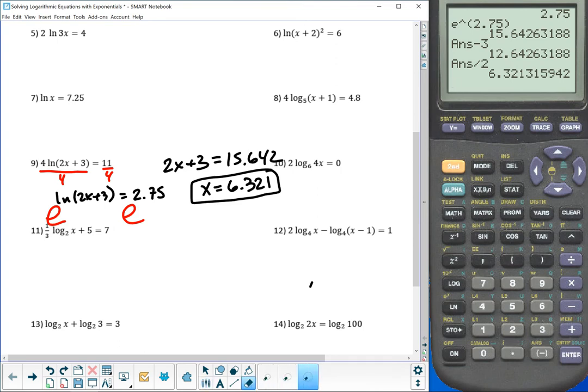Okay, number 10. We've got, divide by 2. It's going to be log base 6 of 4x. And then you got to figure out what 0 divided by 2 is, and that's 0. Then you're going to go ahead and exponentiate with a big old base 6.